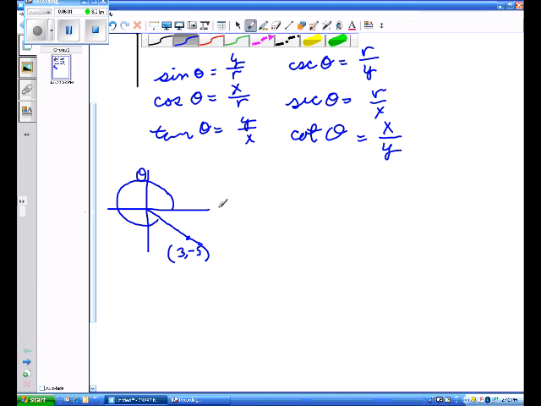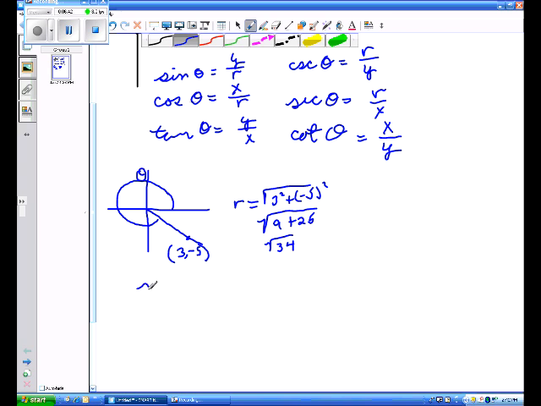And this is our theta. So what we want to do is find r. Well, r, we know, is equal to the square root of x squared, which is 3 squared, plus y squared. So that's going to be the square root of 9 plus 25, which is the square root of 34. Now we can't simplify the square root of 34, so we will leave it. R will always be positive. X and Y can be positive or negative depending upon the quadrant, but R will always be positive.